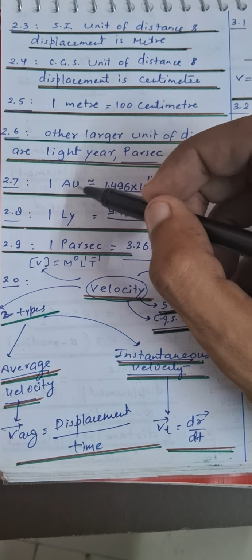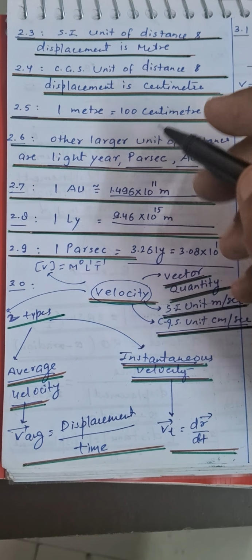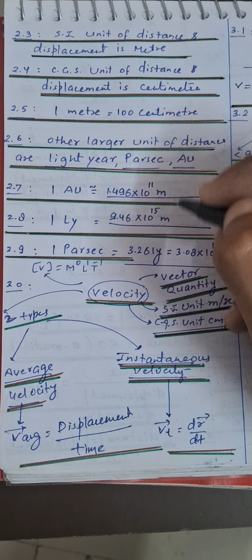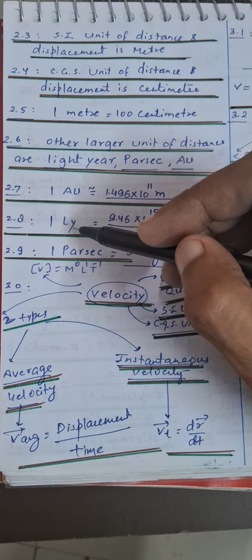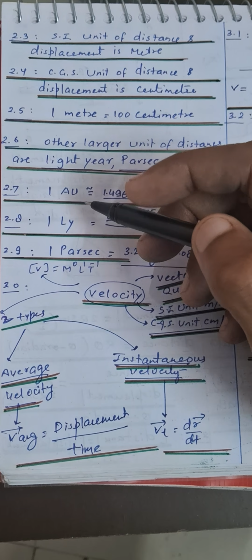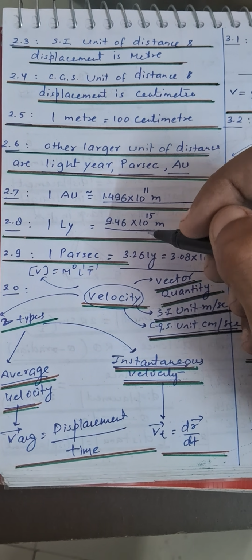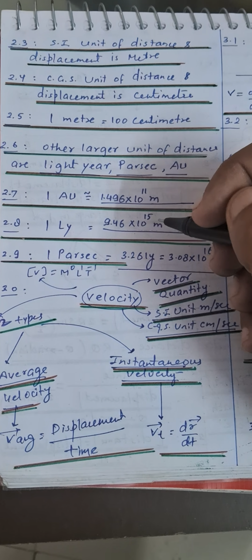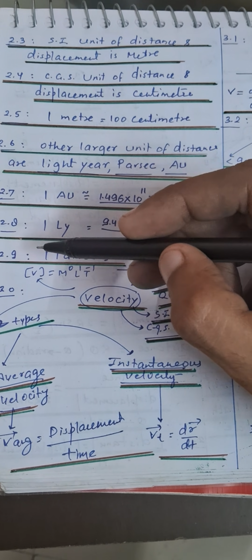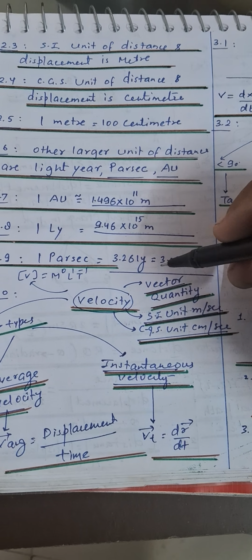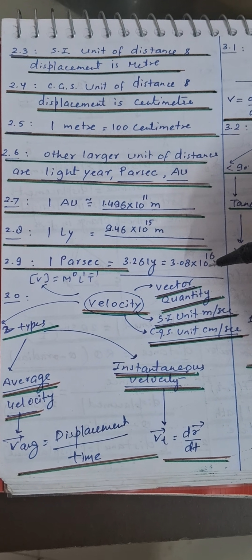AU, or the astronomical unit, is the average distance between Sun and Earth, and it is equal to 1.496 into 10 to the power 11 meter. Then we have 1 light year, which is the distance traveled by light in a duration of 1 year, and it is equal to 9.46 into 10 to the power 15 meter. Then we have 1 parsec as 3.26 light year, which is equal to 3.08 into 10 to the power 16 meter.